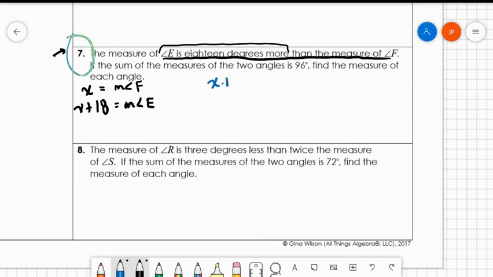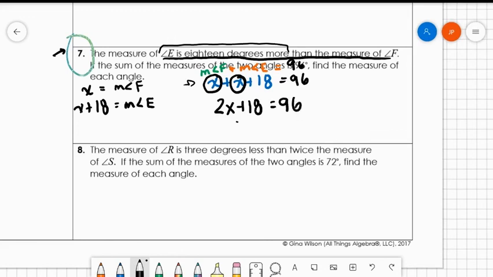I know that together, those two angles, so let me kind of code this a little bit. Remember, angle F was x, and angle E was x plus 18, and together, they're 96. So now I'm going to do this math out. Again, combine like terms. My like terms in this case are x and x, which will give me 2x. 18 can't go with anything.